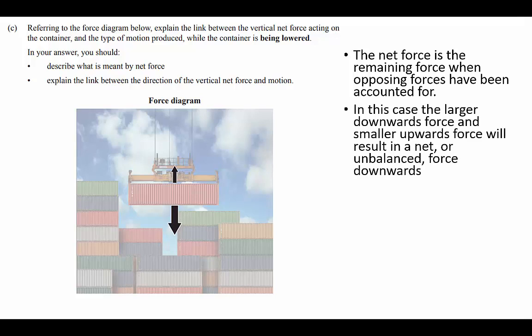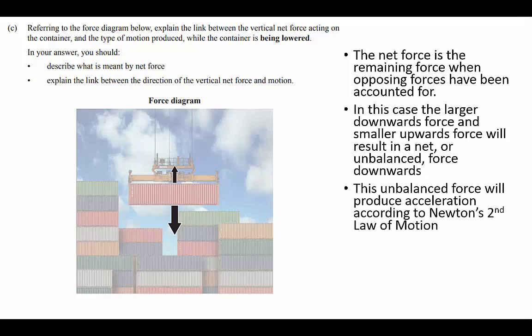So in this case the larger downwards force is opposed by a smaller upwards force, and that means that the net force is downwards. And bringing that unbalanced force into linking it with motion, an unbalanced force produces acceleration in the direction of the unbalanced force. That's Newton's second law of motion. And so that acceleration will be downwards as the container is being lowered. So the container will accelerate downwards as it's being lowered.